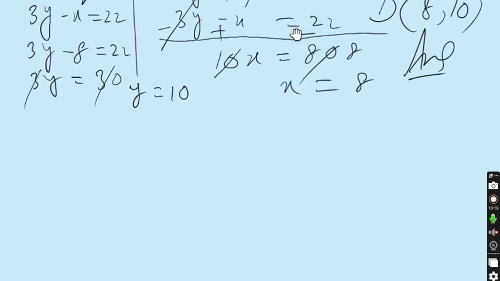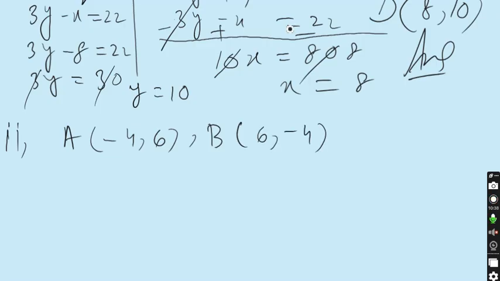What are the coordinates? So this is part 2. A is -4, 6. B is 6, -4. C is 10, 4. And D we have found in the previous part, 8, 10.